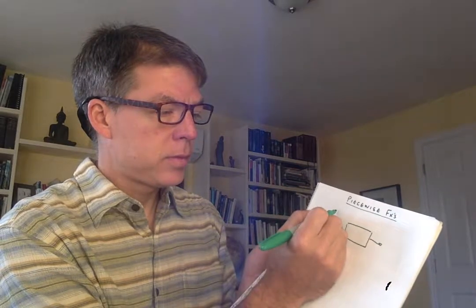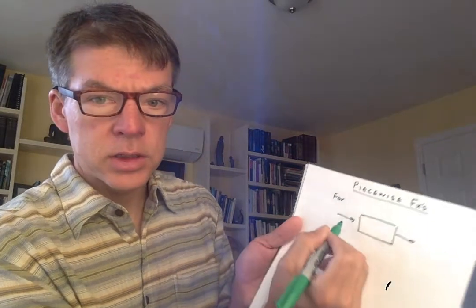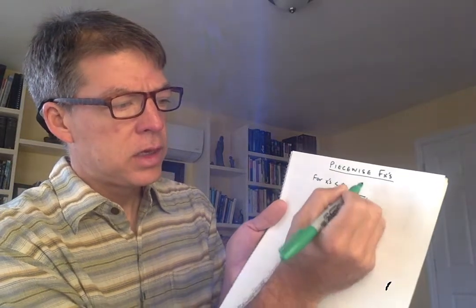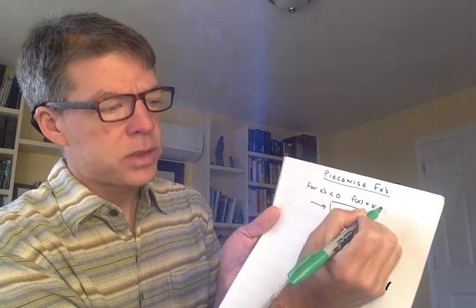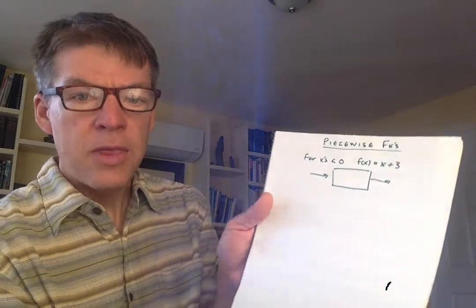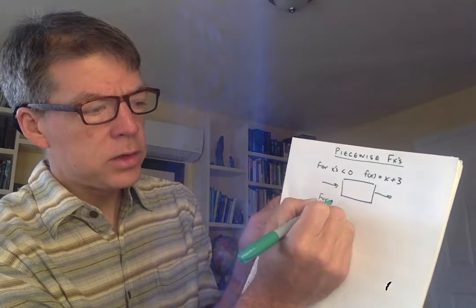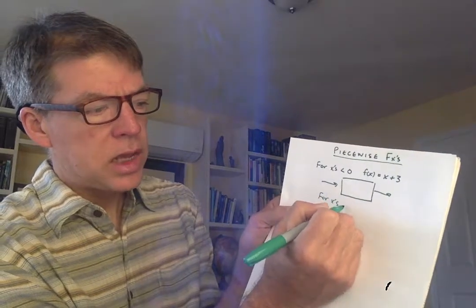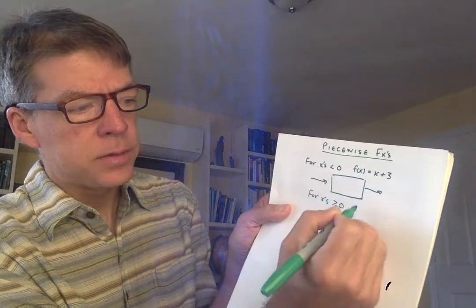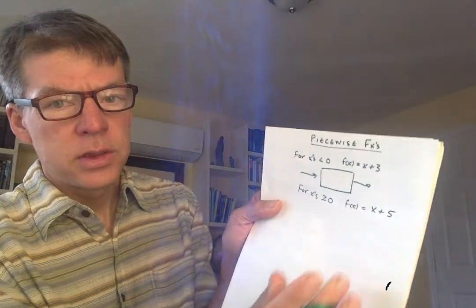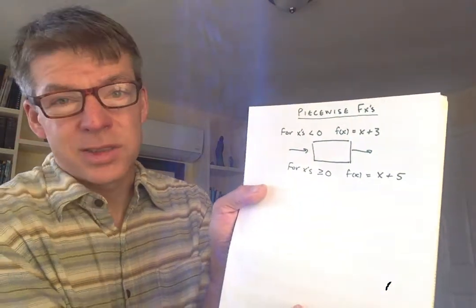So let's say, can you see this? For x is less than 0, have this rule: f of x equals x plus 3. Okay? And then you might, for whatever reason, need another rule when the x's are not negative, greater than or equal to 0: f of x equals x plus 5. You could totally have that. That happens sometimes.